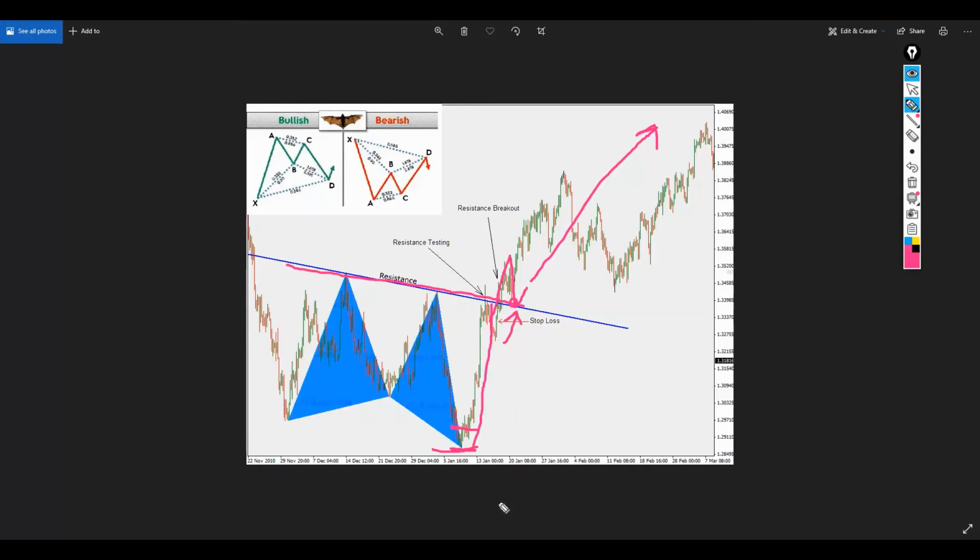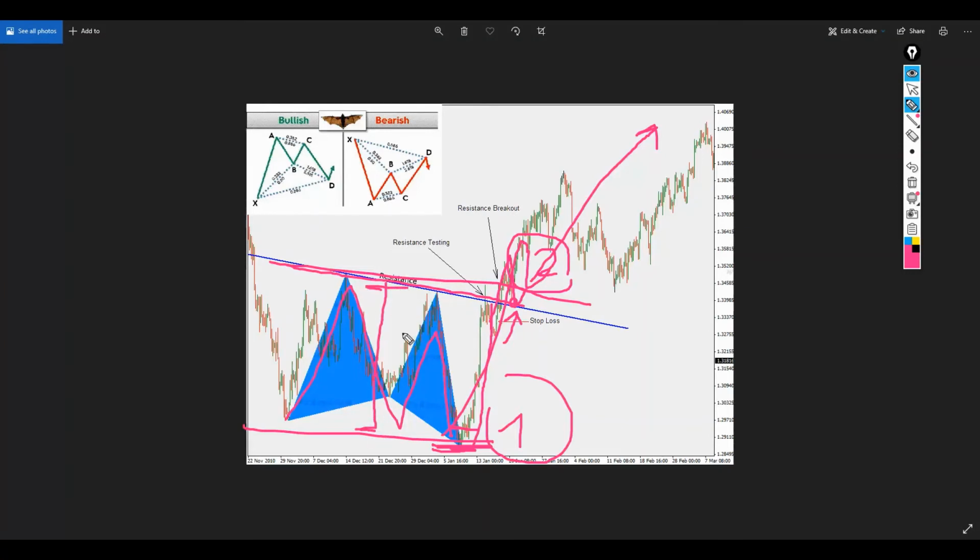Okay, and as I said, this is what we are looking for. The first entry is by the confirmation of the pattern. The second entry would be by the break of the resistance and retesting it. So first entry, second entry, and then we're riding the market higher. At least what we can look for is the height of the pattern, which would be our final target somewhere around here. So imagine the first entry somewhere around here, then the last target here.